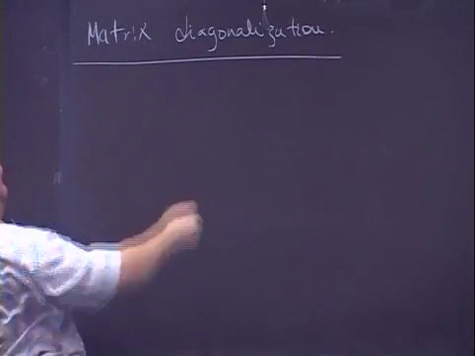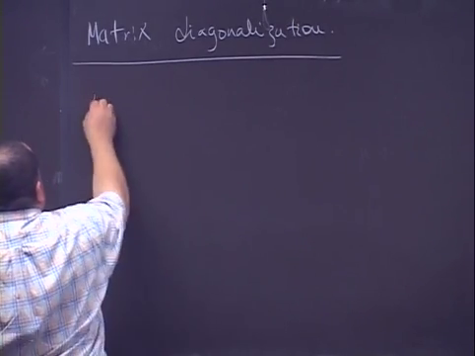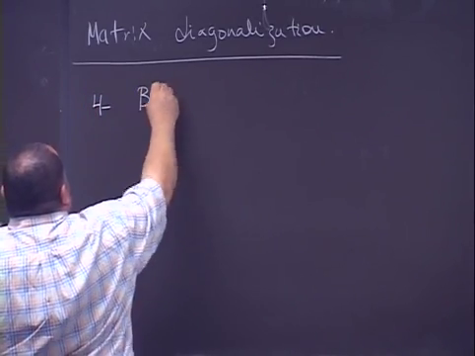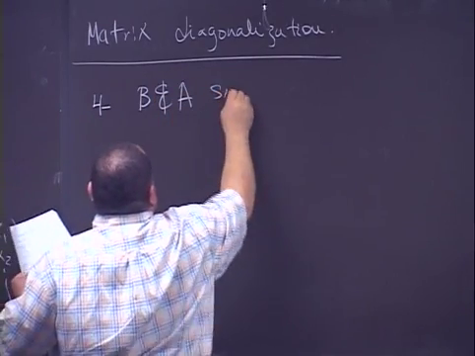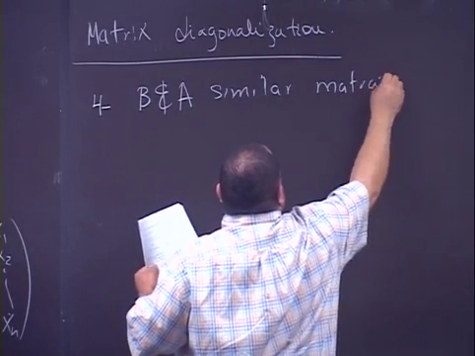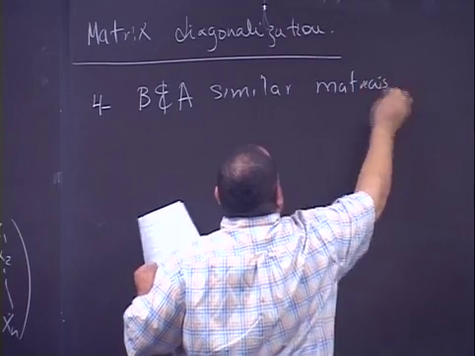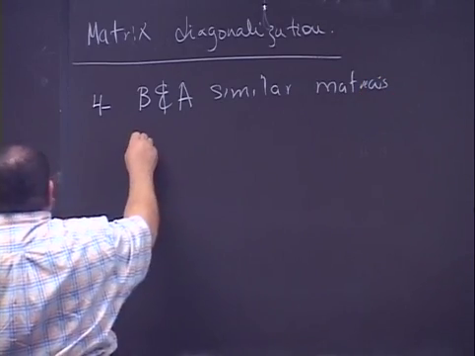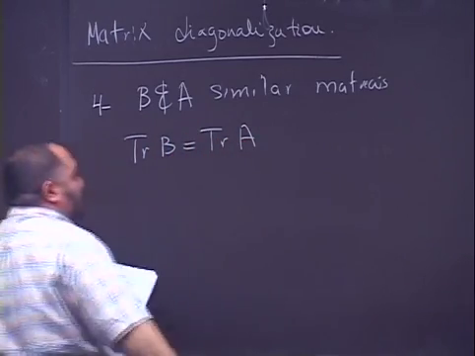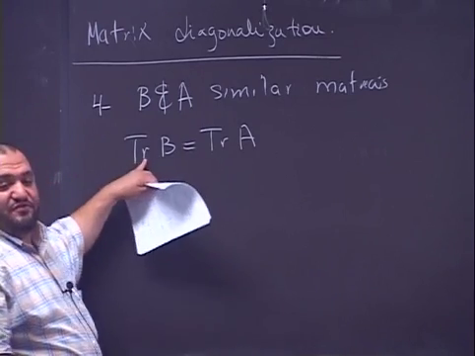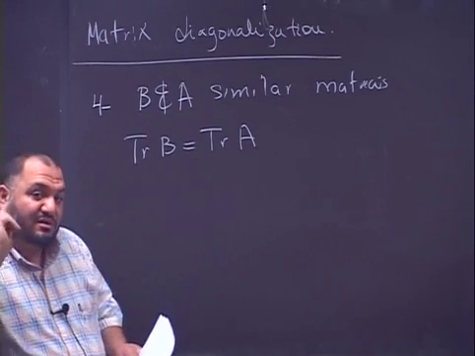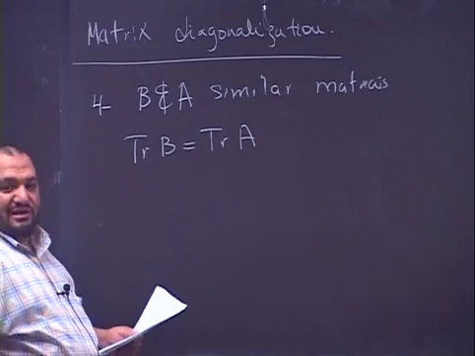Before I go to the matrix diagonalization, let me just put the last property from last time. The last property is if B and A are similar matrices, then the trace of B should be equal to the trace of A. What's the definition of trace when we defined it a couple of lectures ago? The summation of the diagonal elements of the matrix.